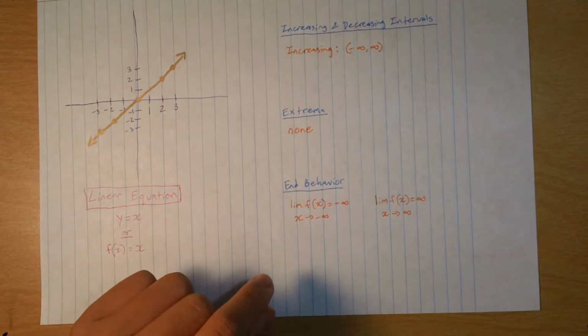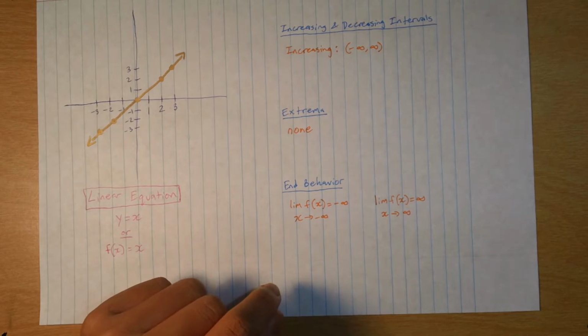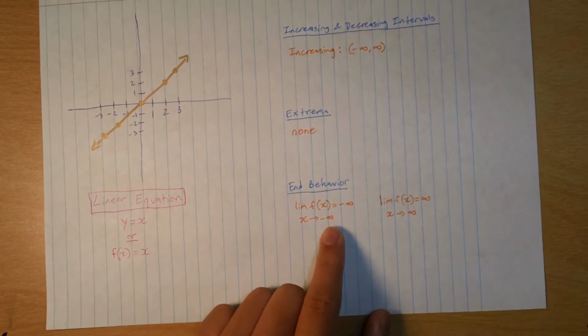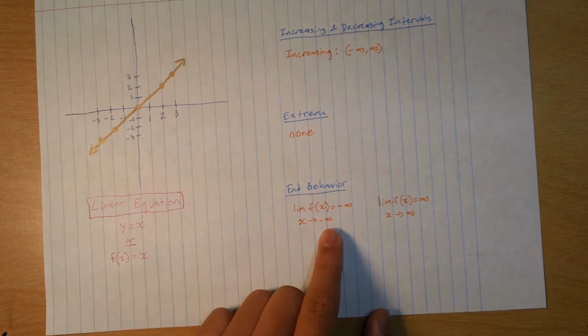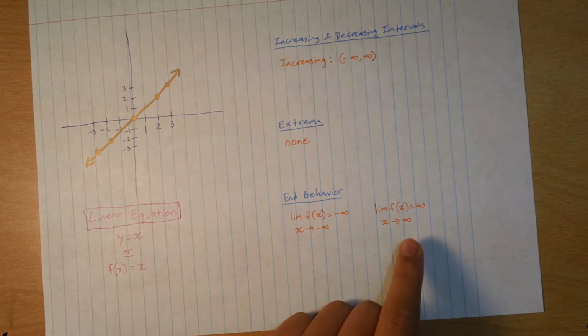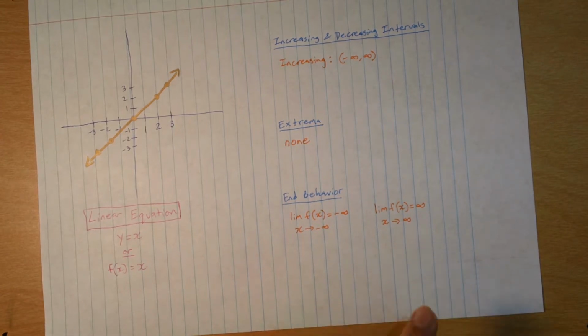So last we have end behavior of the function. All end behavior statements should be in limit notation as shown here. So when x approaches negative infinity, y also approaches negative infinity. When x approaches positive infinity, y approaches positive infinity.